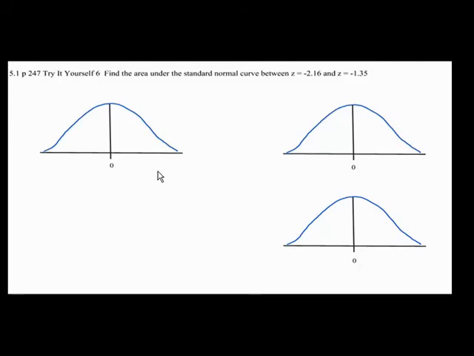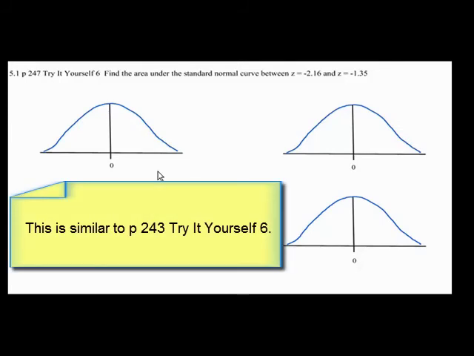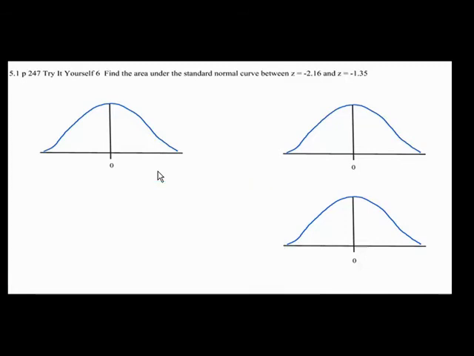On page 247, section 5.1, try it yourself 6. I picked this one because it wasn't a homework problem like this for the basic type stuff. It asked you to find the area under the standard normal curve between z equals negative 2.16 and z equals negative 1.35. This is going to be the same whether they're both negatives or both positive. You're trying to find the area between.